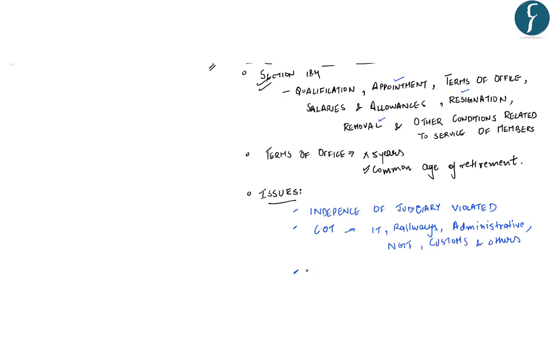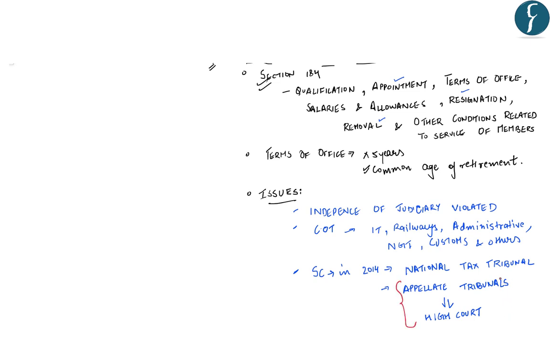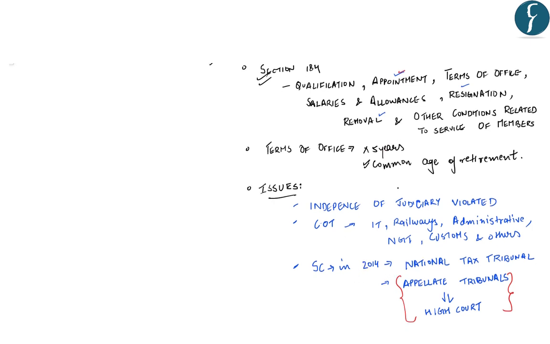Also, if we look at previous judgments of Supreme Court with respect to functioning of tribunals, the Supreme Court in 2014, in a case related to National Tax Tribunal, had held that appellate tribunals have similar powers and functions as that of High Court. And this is really very important because this means that matters related to appointment, to resignation, to removal, etc. must be free from executive involvement. Now, as Section 184 violates the Supreme Court judgment and the independence of judiciary in general, it is currently under challenge in the Supreme Court.